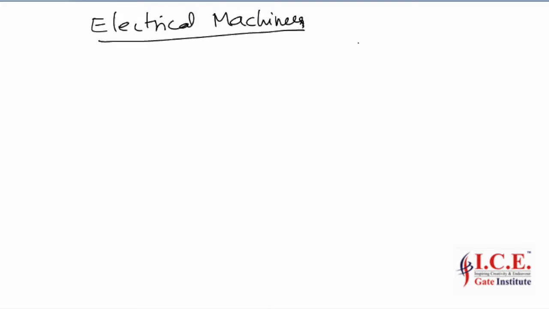We are going to discuss electrical machines. This electrical machines subject has a weightage of 7 to 9 marks from the GATE point of view. Let us see the introduction part of electrical machines.